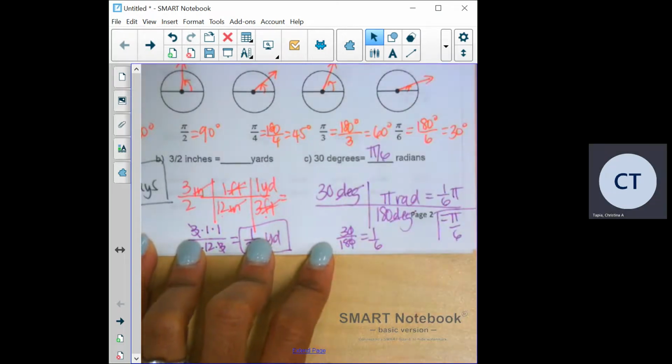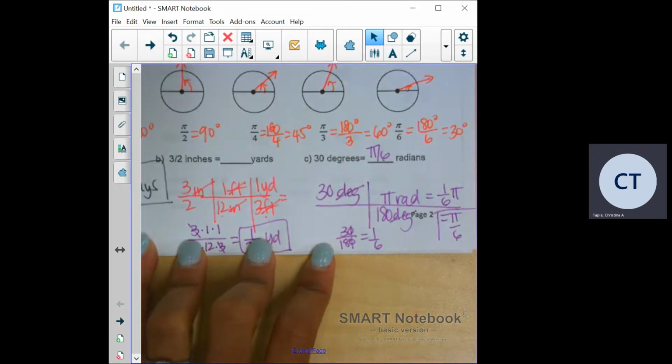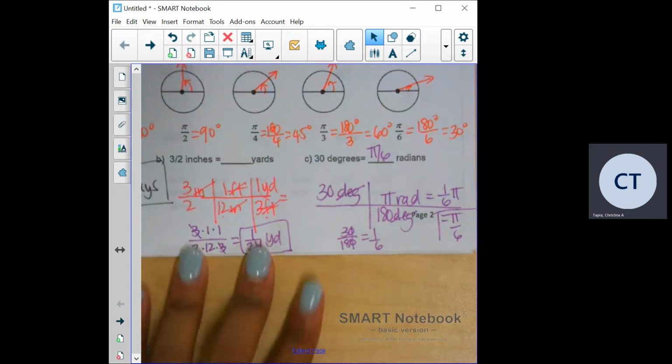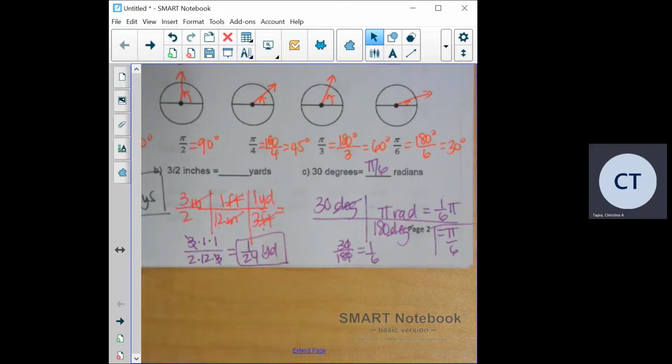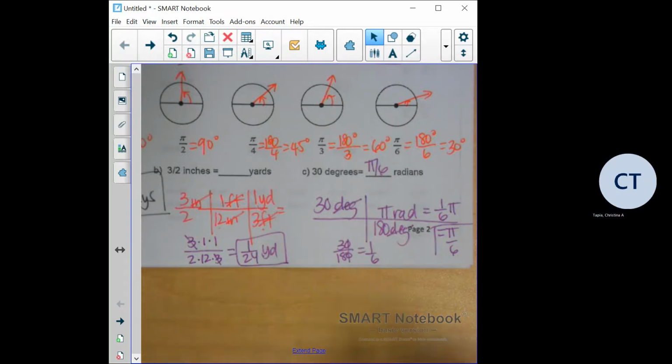On your tests and quizzes, guys, don't try to commit too many things to memory. Remember this one conversion so you can do the rest of them. Let's look at the next page. I'm just going to do that top portion for examples 1 through 4, and then we'll be done.